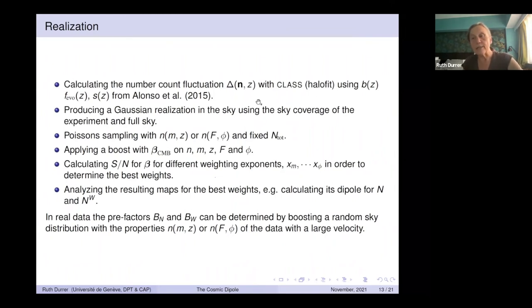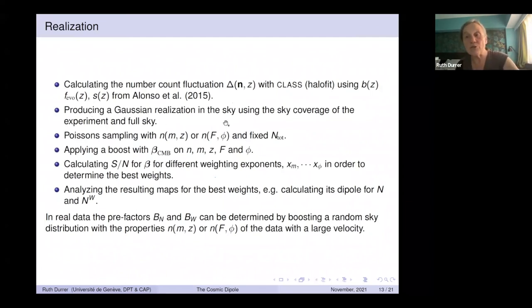So we calculated the number count fluctuations with CLASS, using a bias factor and the evolution and magnification bias from Alonso et al. for LSST. At this point, the only distinction which we made between LSST and Euclid is the sky coverage and the number of galaxies. So it's a bit approximate.